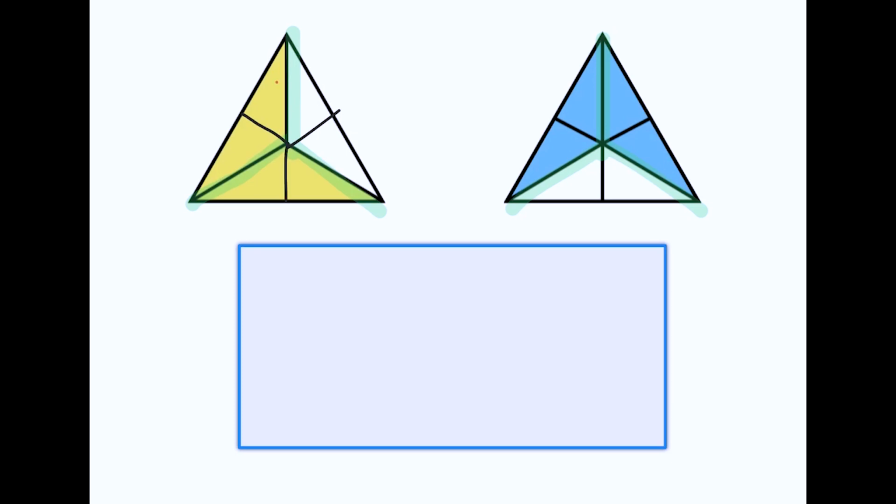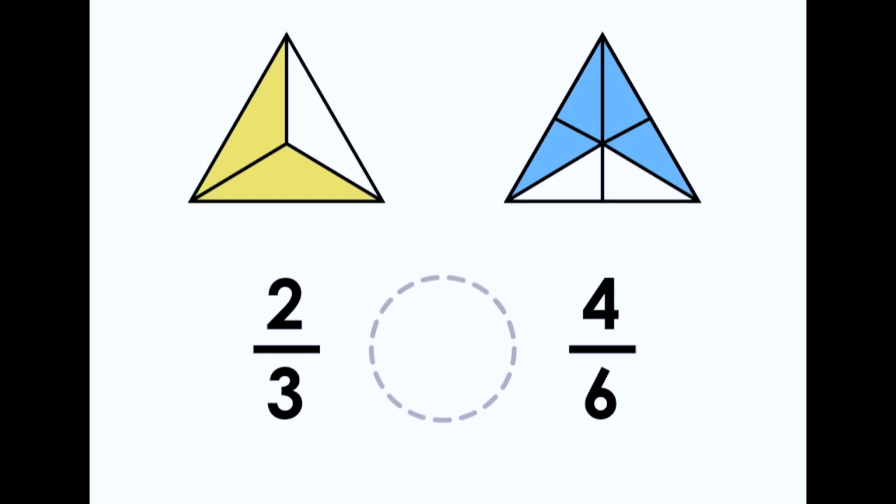The yellow fraction has 1, 2, 3, 4 equal pieces, and the blue fraction has 1, 2, 3, 4 equal pieces. They're the same. Let's use symbols and words to compare the fractions. Which symbol do you think you should put between the fractions? You're right. The fractions are equal, so we should put the equal sign. We can read this expression, 2/3 is equal to 4/6.